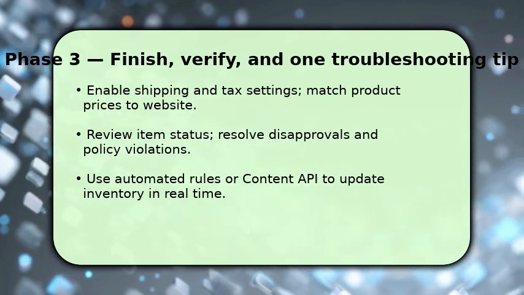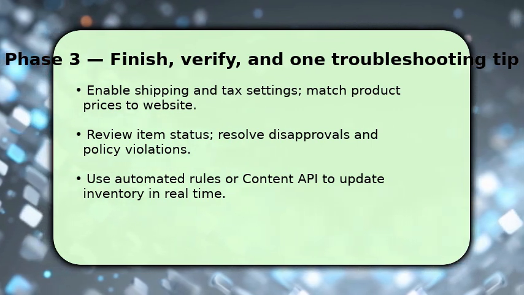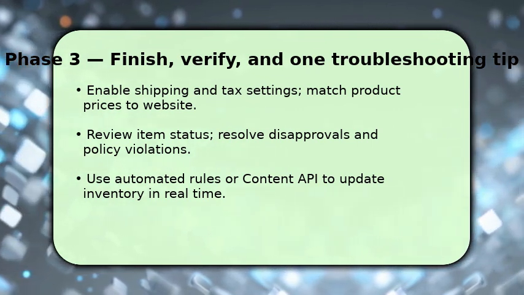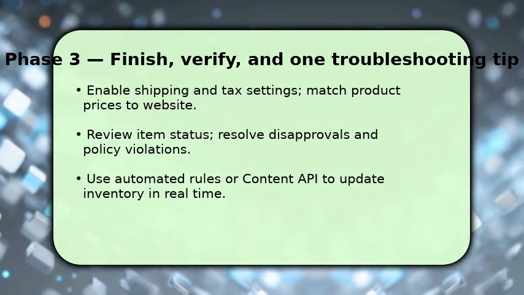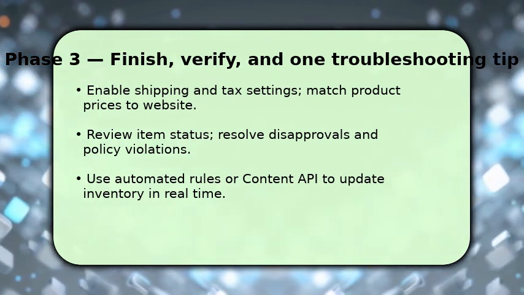One key troubleshooting tip: if items aren't appearing, compare feed price and availability with your live site. Mismatches are the leading cause of rejections. Finally, set automated uploads or use the Content API to keep data current.